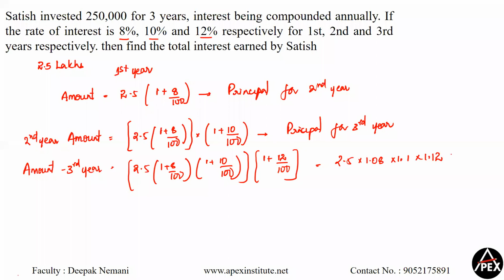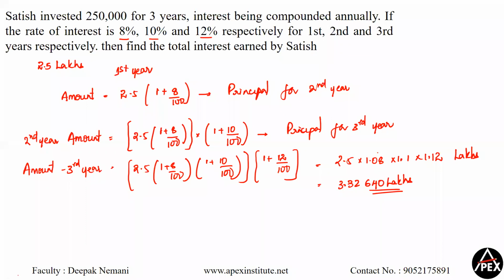Can someone help me with this calculation? And this will be in lakhs. Can someone help me with the calculation part? What will be 2.5 into 1.08 into 1.1 into 1.12? 3.32640. Okay. So this will be 3.32640 lakhs.